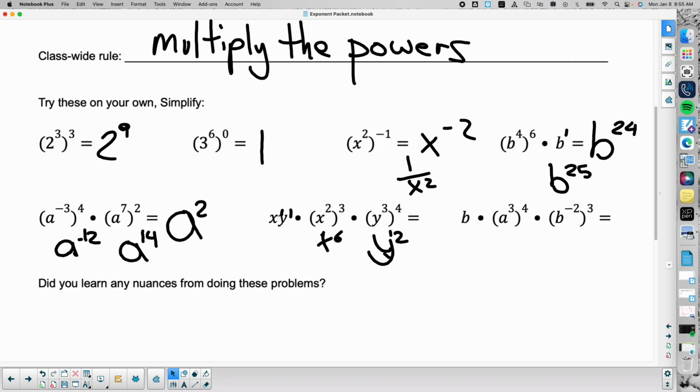Table 2. How do we go from here? So it currently says X1, Y1.